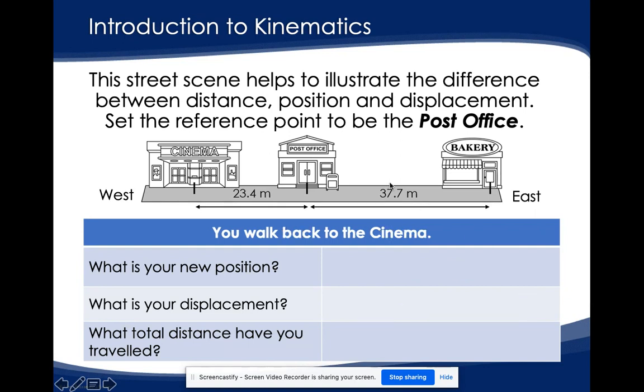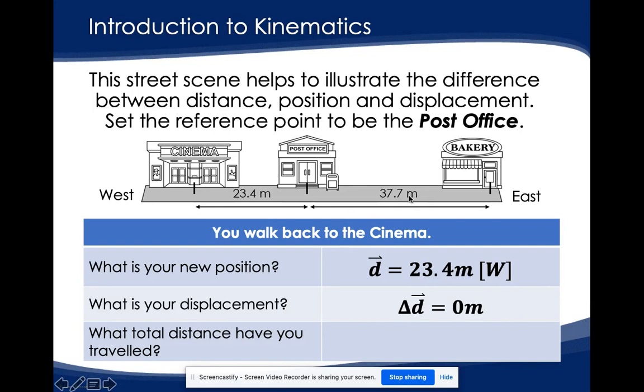So we keep on walking. Now we go from the post office back to the movie theater. What's our new position? The position relative to the post office, because that's what this problem was talking about. Now we're relative to the post office. We go back to the movie theater. Our position, again, is 23.4 meters west, because that's how far away we are from our reference point to the west. My displacement is back to 0, okay, because we started at the movie theater. Even though the reference point is the post office, we began at the movie theater.